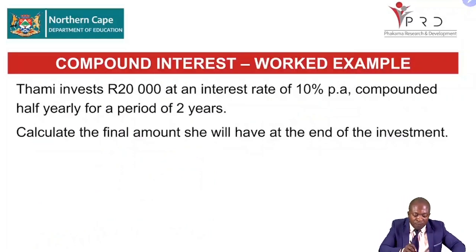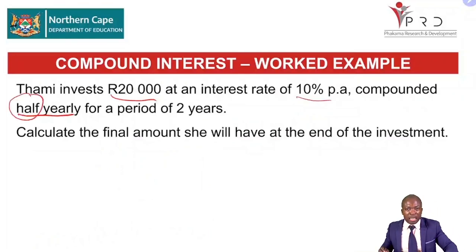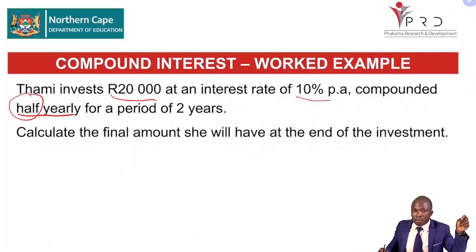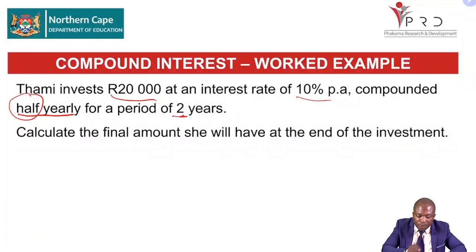Now, we have Tammy. This time he invested 20,000. Interest is 10%, compounded half yearly. Half yearly, meaning that the interest is going to be divided into 2. He doesn't get all the 10%. He gets half of 10%. And this is going to be left there for 2 years. So how many calculations are we going to get? We are going to get 4 calculations: 2 for year 1, 2 for year 2.